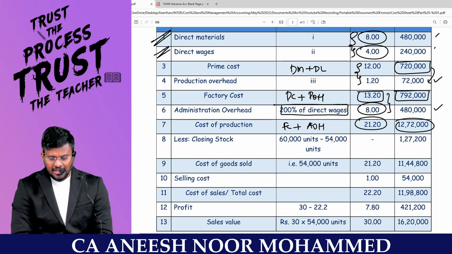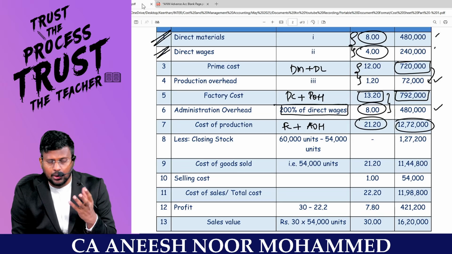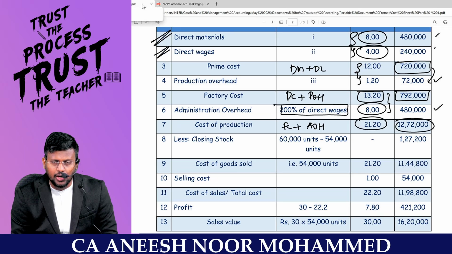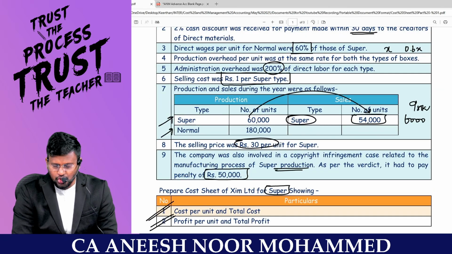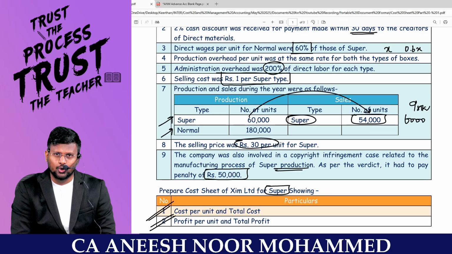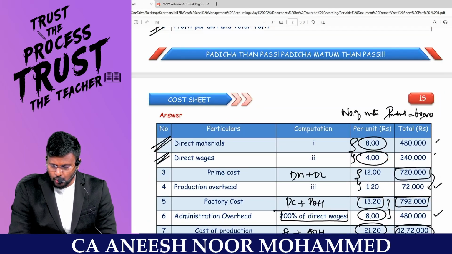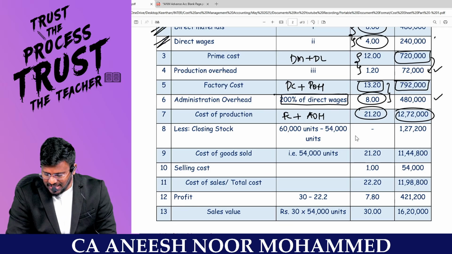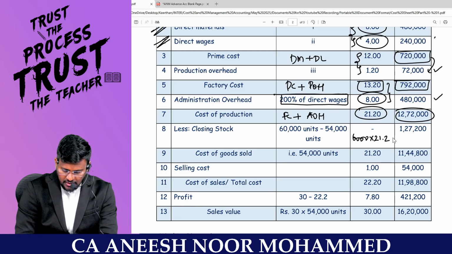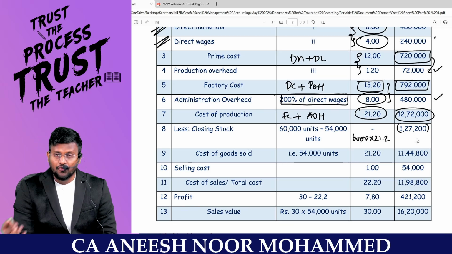Fantastic to the core. Sir, actually to that cost of production, we have to add opening stock of finished goods to get the COGAS. But opening stock of finished goods is not available in the question. But they manufactured only how many units? Sir, they manufactured 60,000 units, but they sold only 54,000 units. But still there is a closing stock of 6,000 units. So those 6,000 units should be valued at the current cost of production. So 6,000 into, sir, what is the current cost of production? 21.2. So 6,000 units into 21.2 comes to 1,27,200 is the value of closing stock.